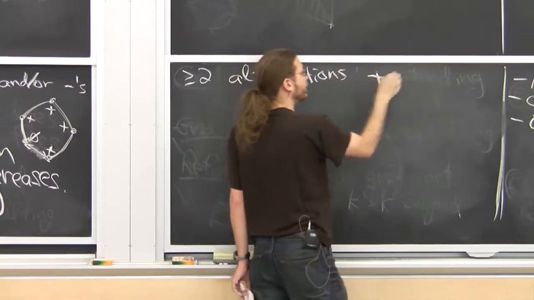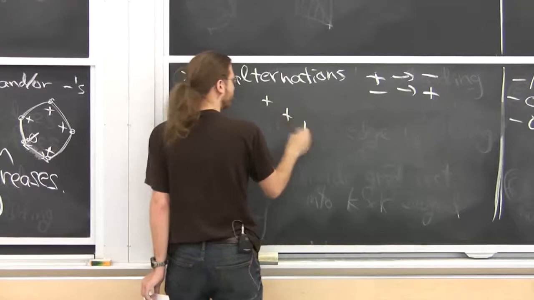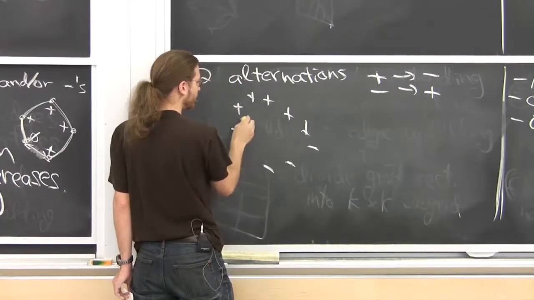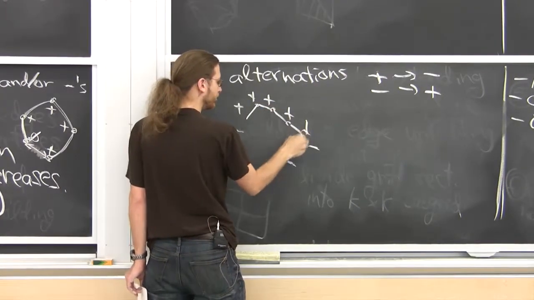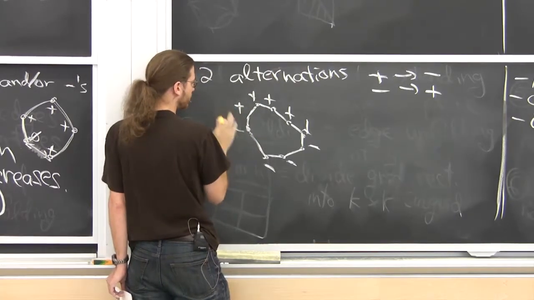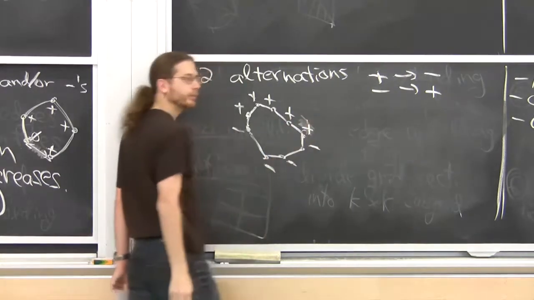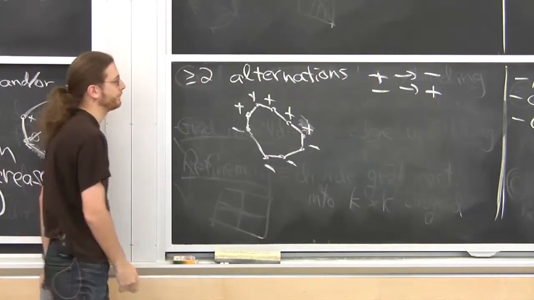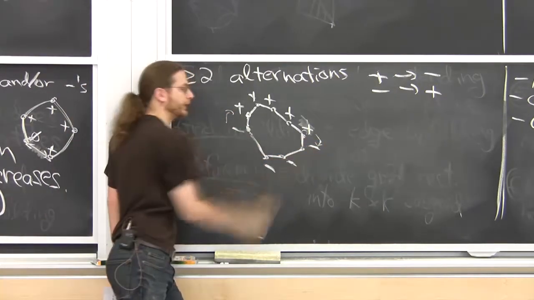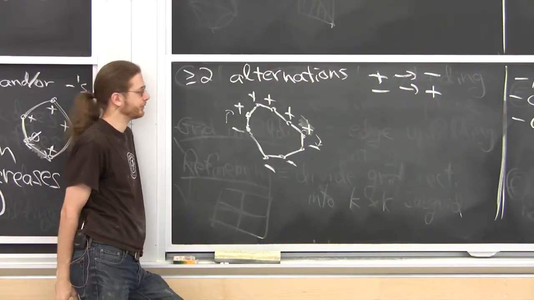Alternation is either going from plus to minus or from minus to plus. So it could be something like plus, plus, plus, minus, minus, minus, minus, plus, plus, whatever. Okay, maybe that's your polygon, and that's your labeling. Is that possible? So once you have at least one plus and one minus, you have to have these two switches, at least. Could this happen? No. Right.